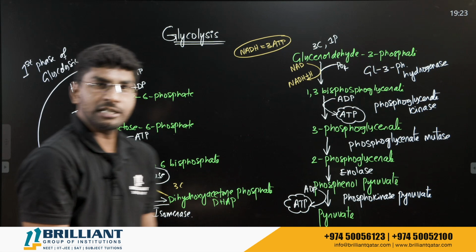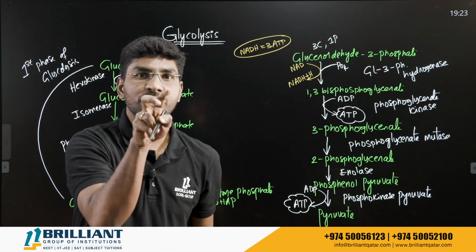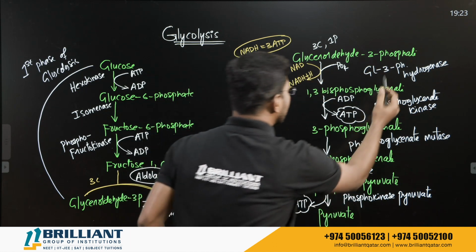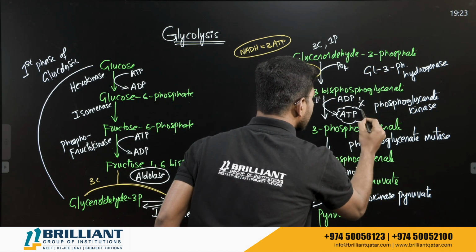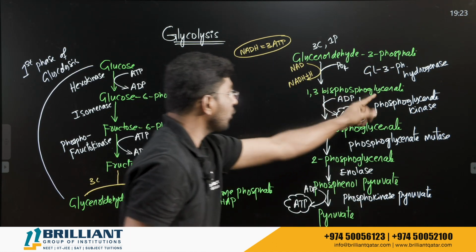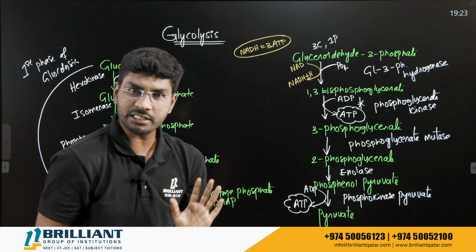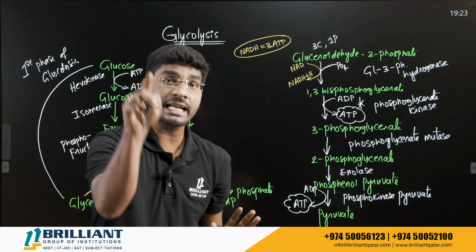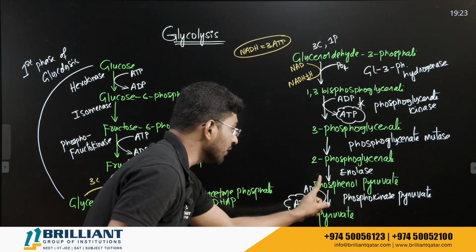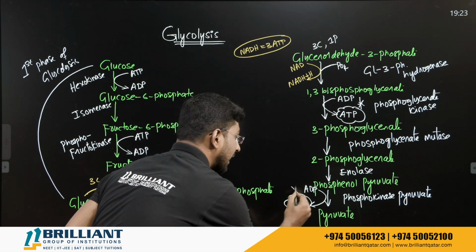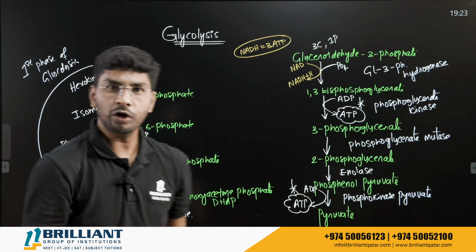My dear student, look here. 2 places so far ATP has formed. Number 1, exactly this place. First ATP: 1,3-bisphosphoglycerate converts into 3-phosphoglycerate. In this step the first ATP has formed. The second ATP has formed between phosphoenol pyruvate to pyruvic acid formation. You got my point?